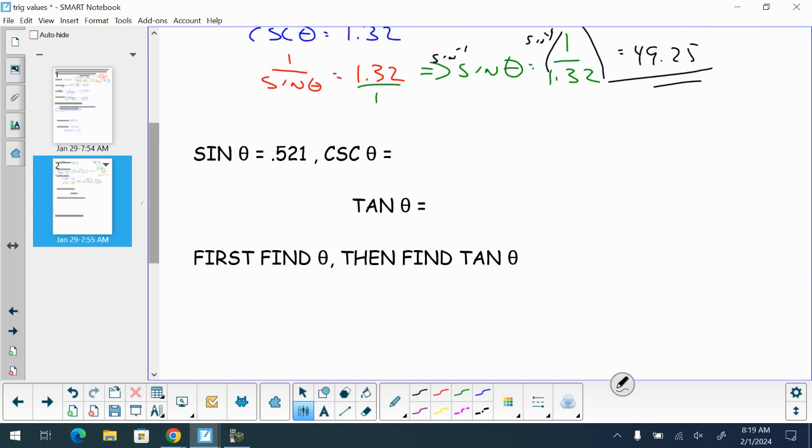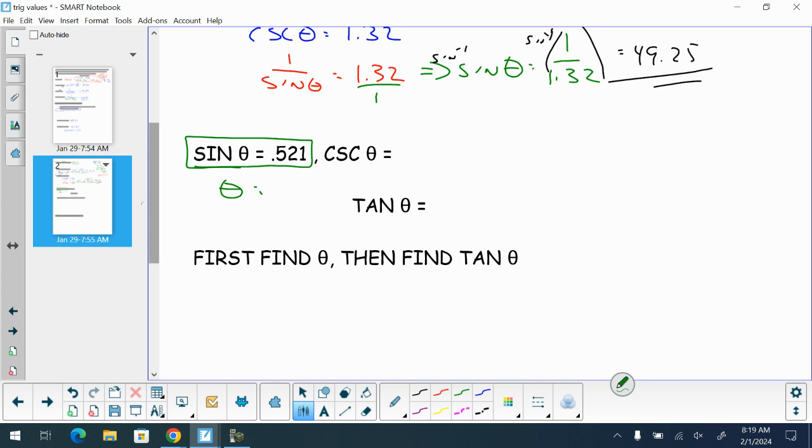Last type of problem you're going to run into. Sine of theta is equal to 0.521. I want to find the tangent of theta. Like what we did today, I gave you the quadrant and a ratio. I want to find the other ones, but we're going to change our measures here. We want to deal with this first and determine what theta is. I have the sine of theta is equal to 0.521. I'm going to solve for theta.